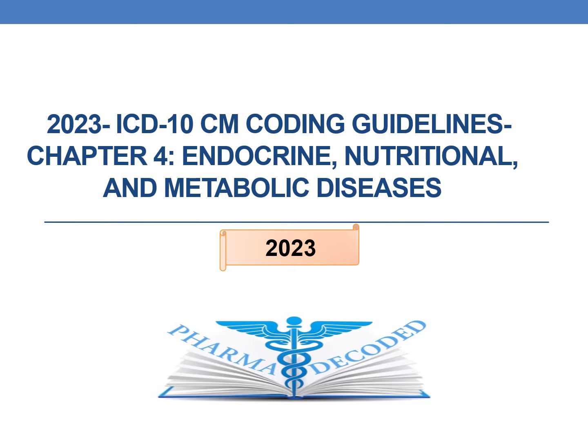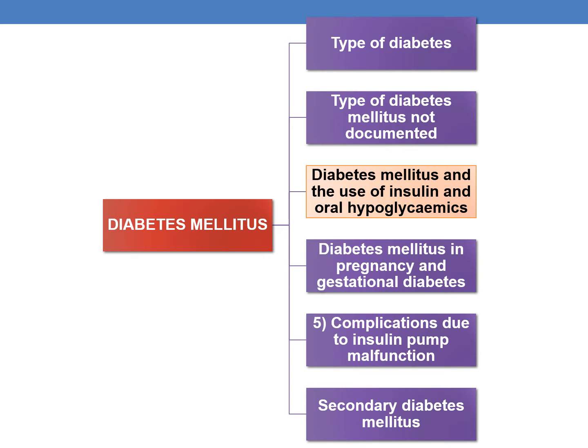Hello everyone, now let us discuss the 2023 ICD-10-CM coding guidelines for Chapter 4, which deals with endocrine, nutrition and metabolic diseases. In the current session, there are guidelines regarding the coding of diabetes mellitus. And in diabetes mellitus, we will be covering these topics.